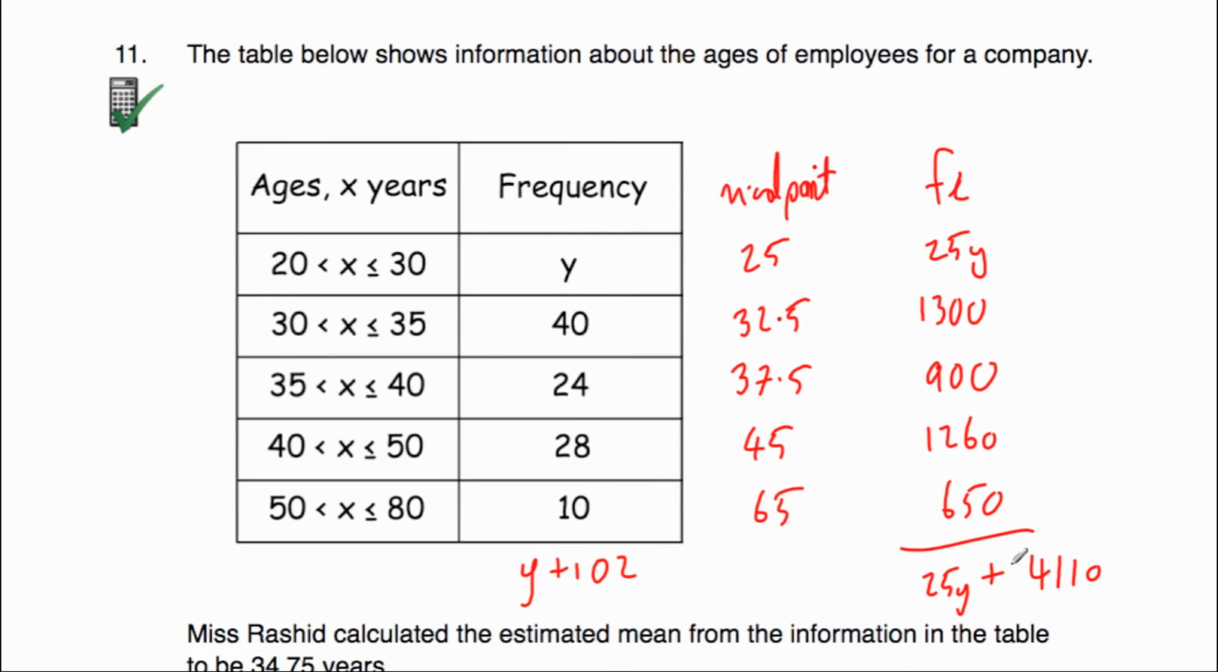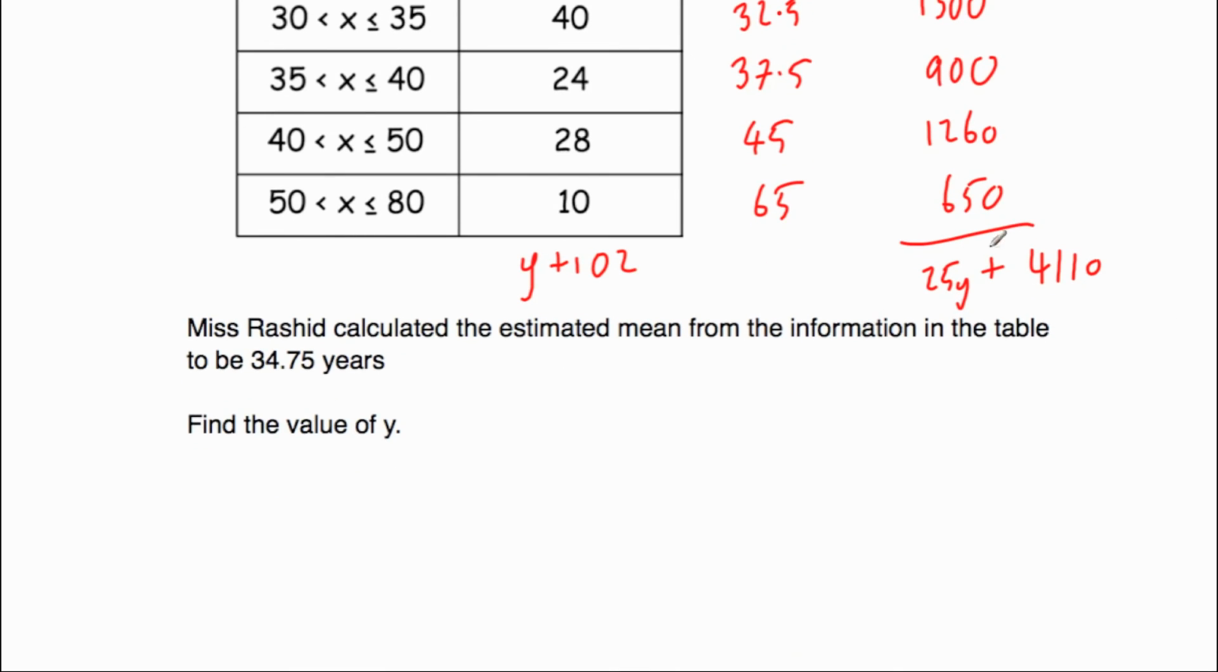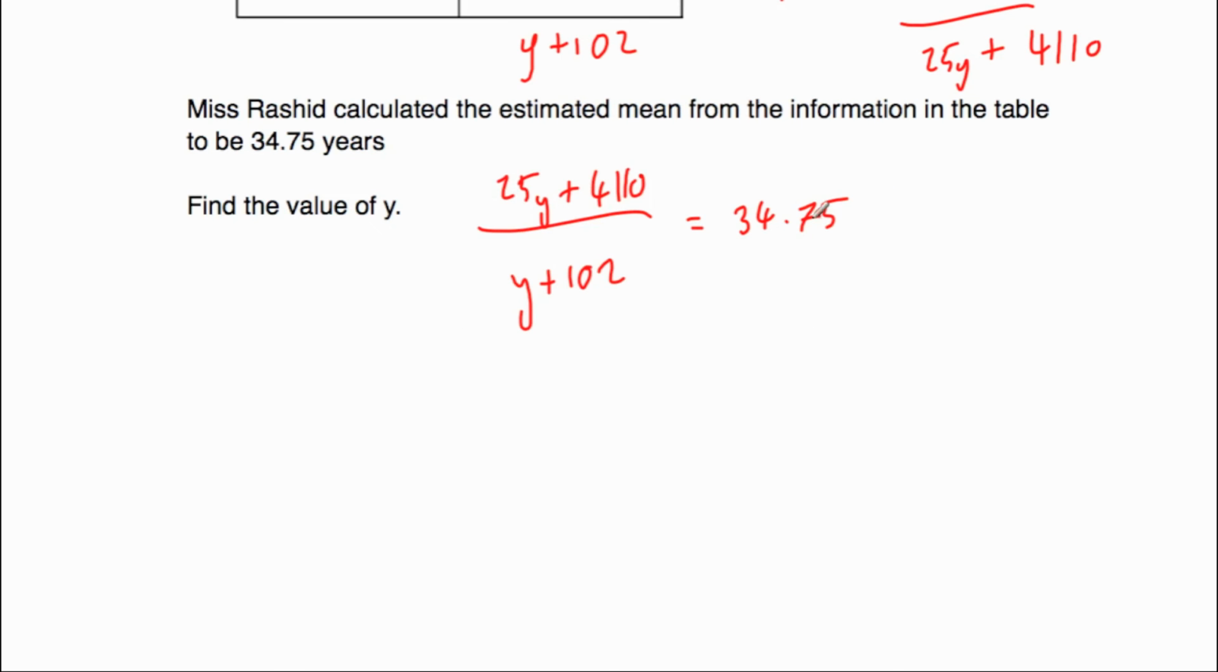So we've got the total for the fx column and the total for the frequency. Now what we know is if we divide this by this, we get 34.75, because Mr. Sheed has worked it out. So 25y plus 4,110 divided by y plus 102 is equal to 34.75. Okay, so we're now going to solve this equation.